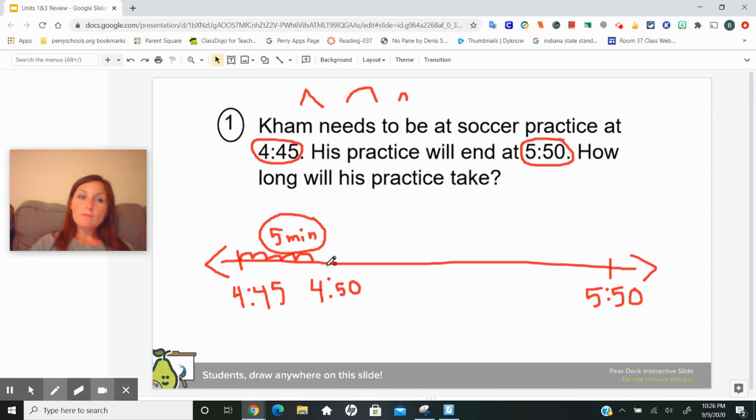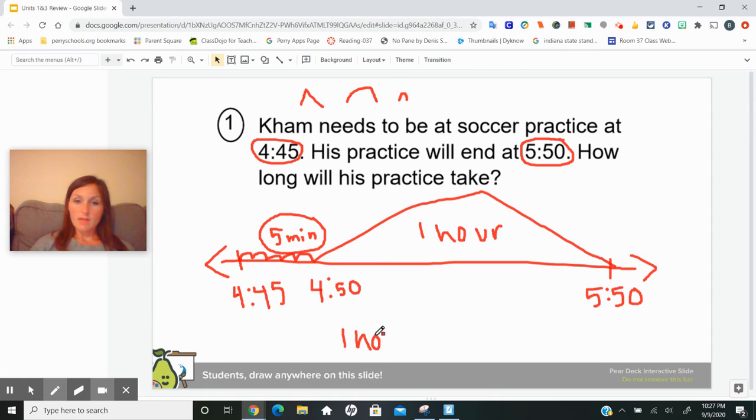So if I go 4:50, one more hour than 4:50 is 5:50. And that's this time right here. So it's 1 hour. I'm going to write that here. So the total time, if I ended up getting to 5:50, my total time is 1 hour and 5 minutes. That's how long his practice takes.